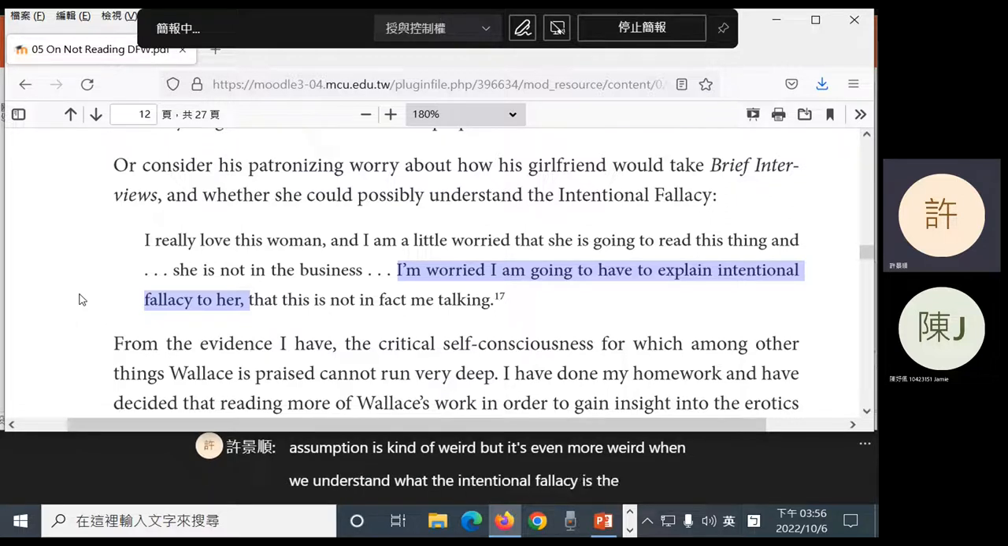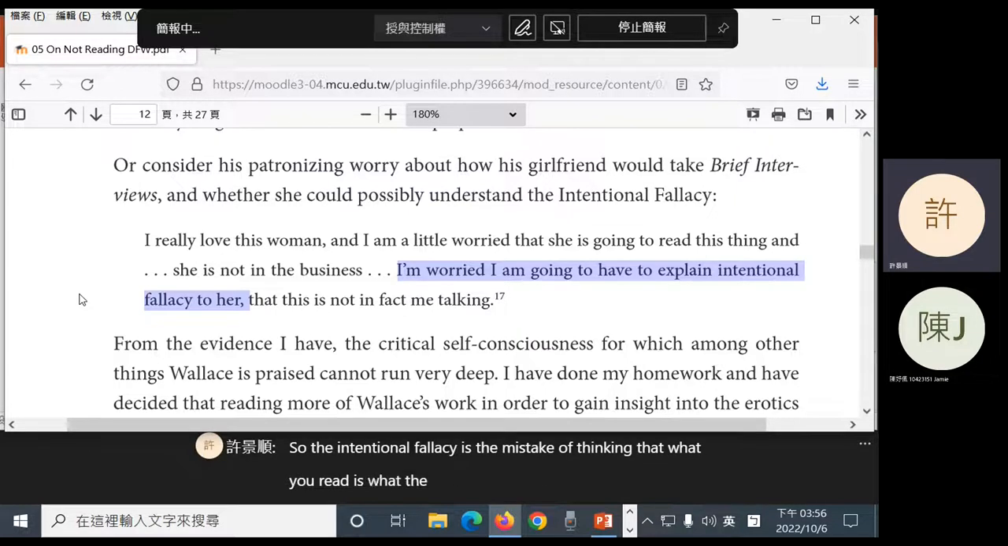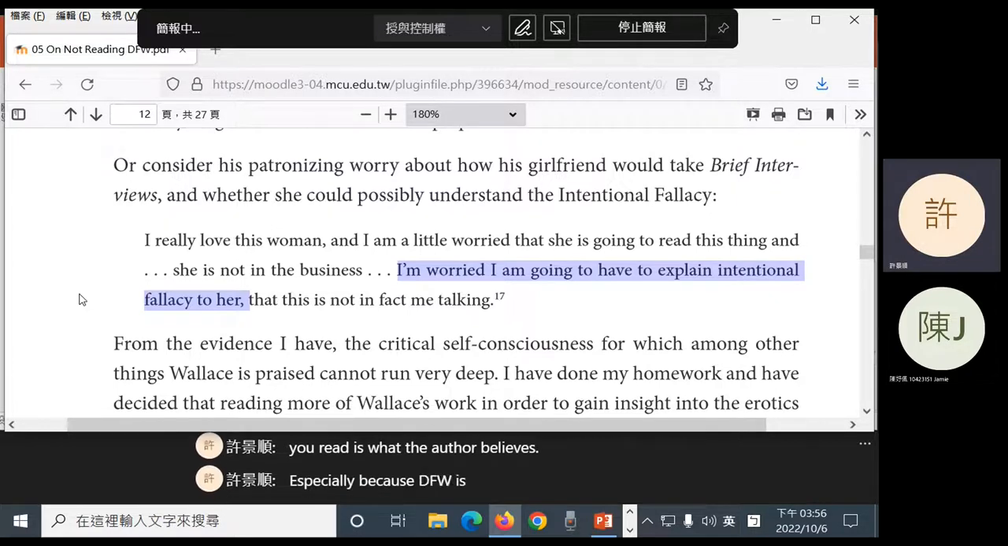The word fallacy means mistake. So the intentional fallacy is the mistake of thinking that what you read is what the author believes. Especially because DFW is writing fiction, this assumption seems to be very naive.